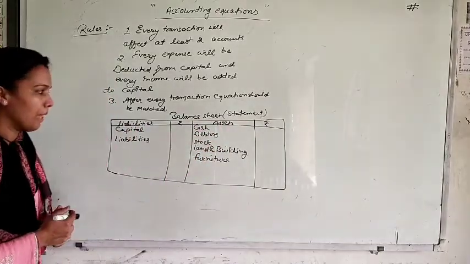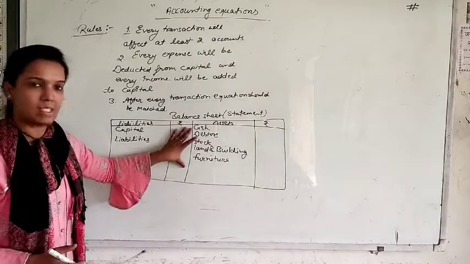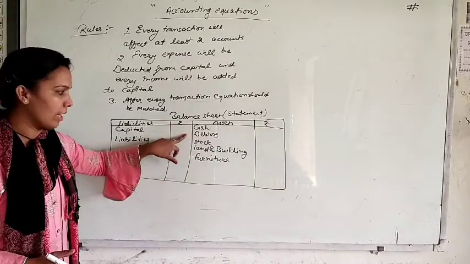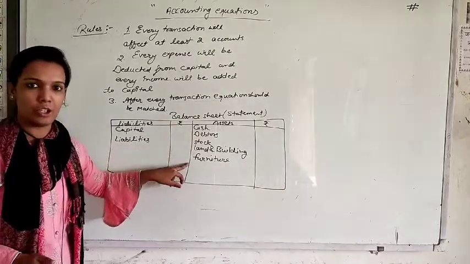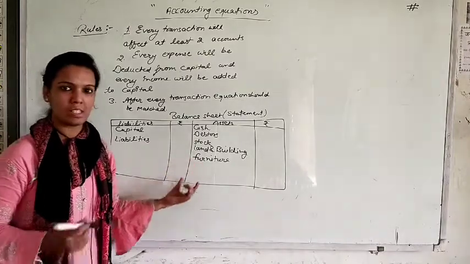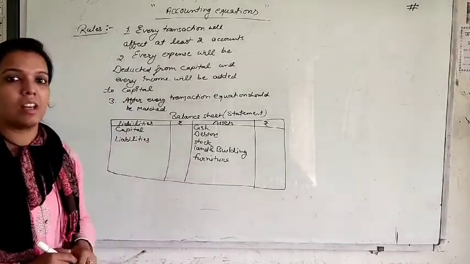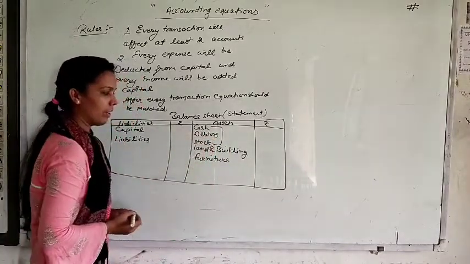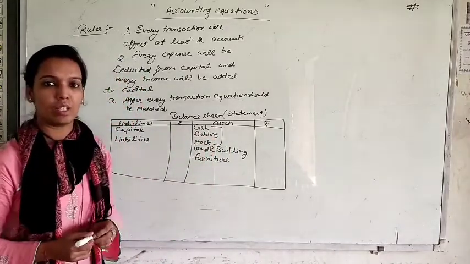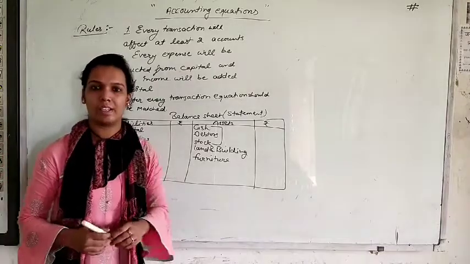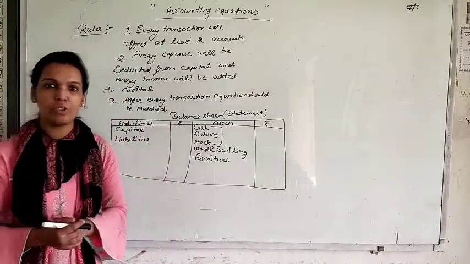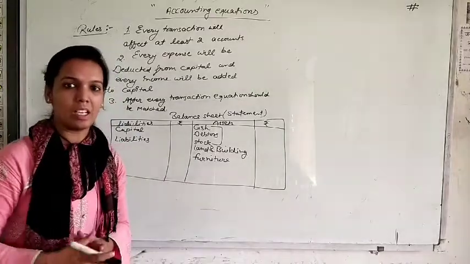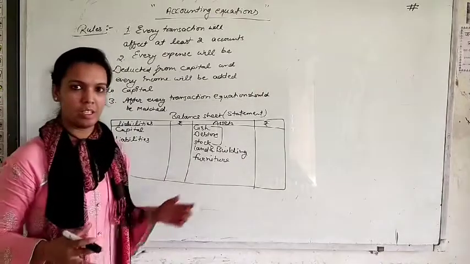What is the meaning of assets here? Like some assets I have shown here: cash, debtors, stock, land and building, and furniture. Out of all these assets, some are current assets and some are fixed assets. You can identify these easily: cash, debtors and stock are your current assets. What is the meaning of current assets? We have already cleared in our previous videos, that assets that can be easily converted into cash within 1 year are classified as current assets.